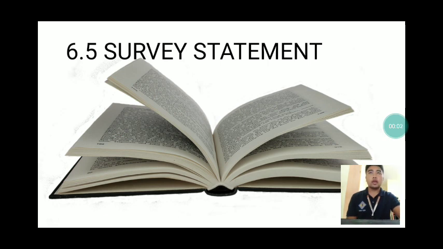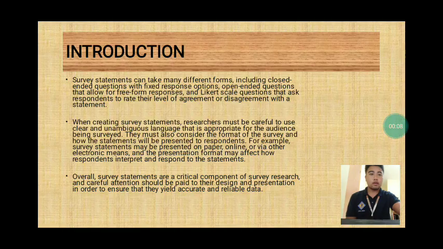Good day everyone. Today I'm going to report about 6.5 survey statement. Introduction. Survey statement can take many different forms, including close-ended questions with fixed response options, open-ended questions that allow for free-form responses, unlike scale question that asks respondents to rate their level of agreement or disagreement with the statement.